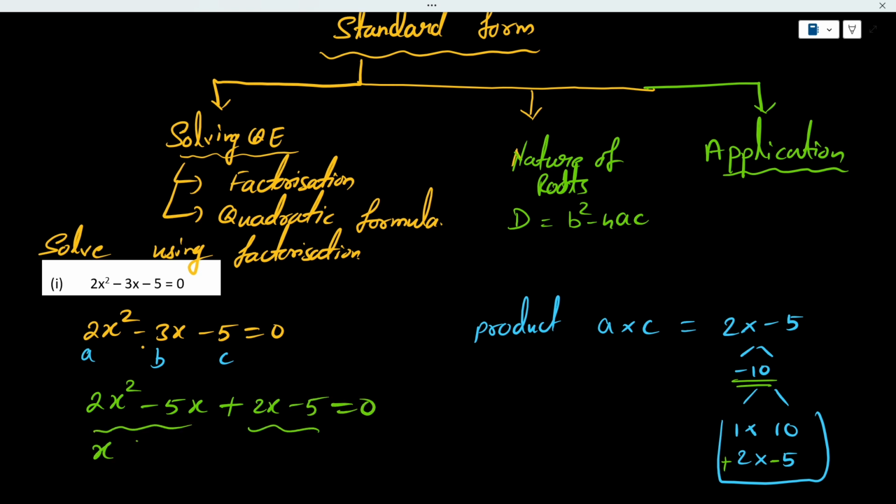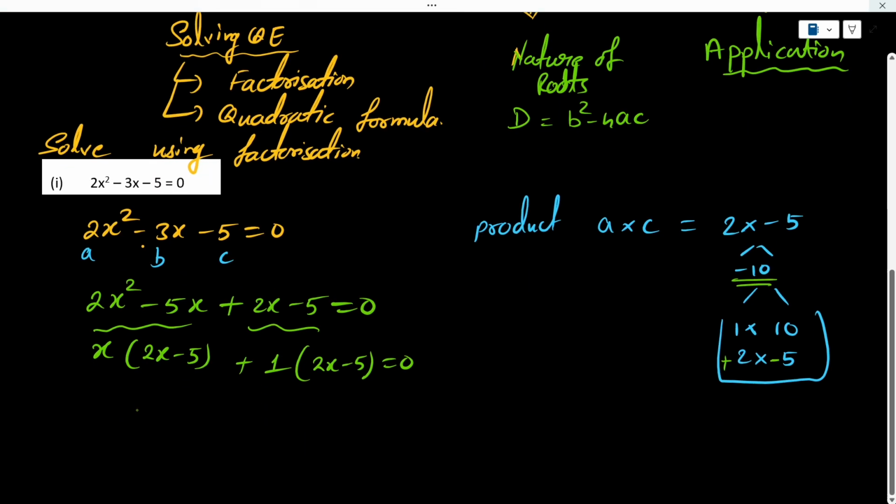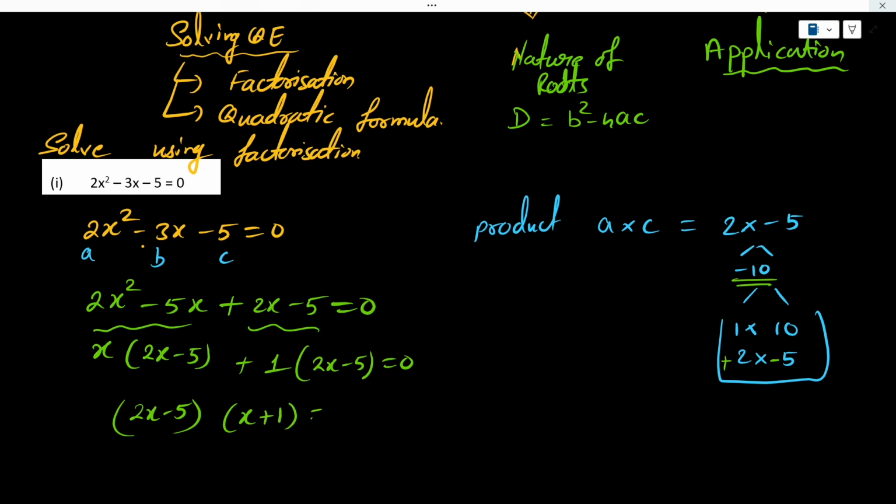What is the common factor here? x, and 2x minus 5 plus 1 is the common factor, right? So what is the factorized form here? It is 2x minus 5 times x plus 1 equals 0. So what are the two solutions here? If 2x minus 5 is 0, then x equals 5 by 2. Or x plus 1 is 0, so x equals negative 1, right? This is the way you can get two solutions using factorization.